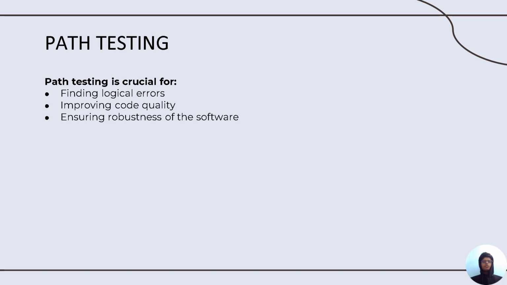So path testing is crucial. Why is it crucial? For finding logical errors, improving code quality, and ensuring robustness of software.